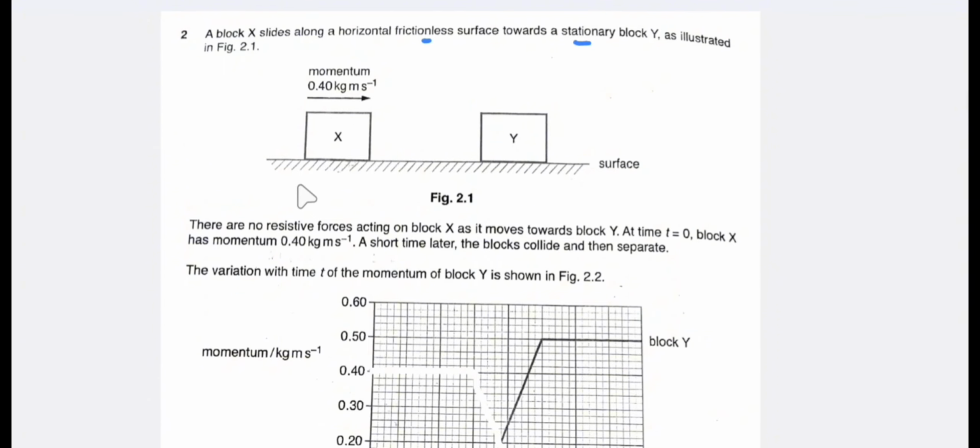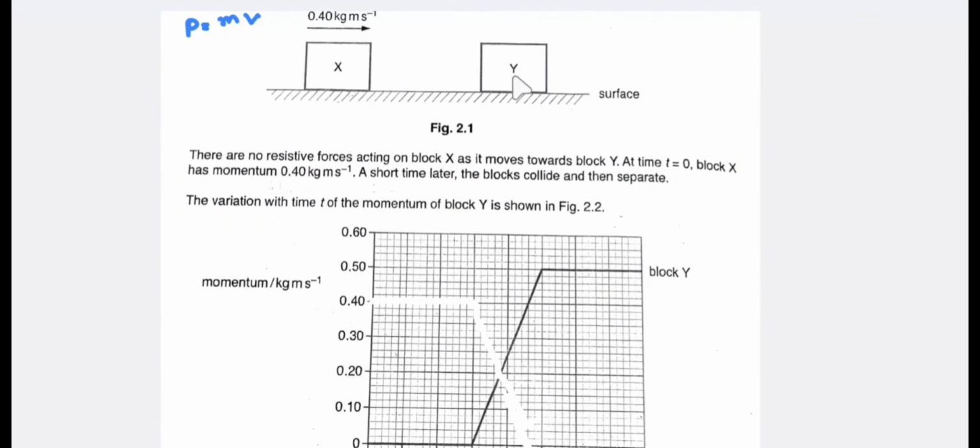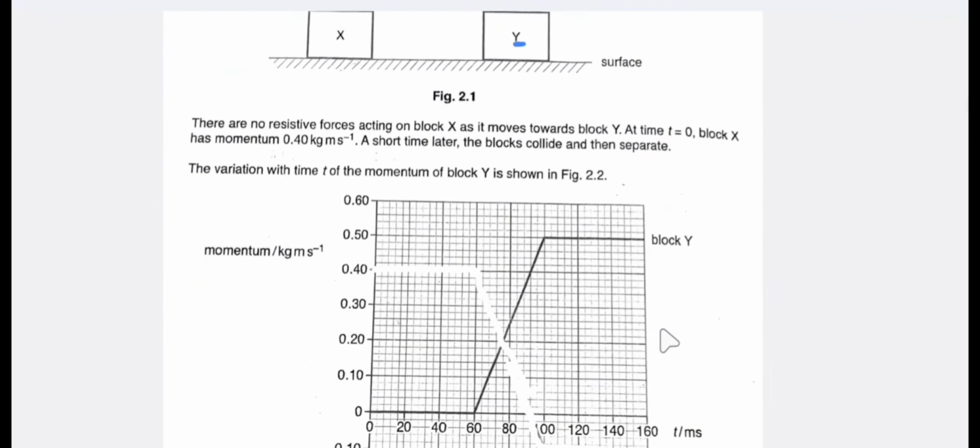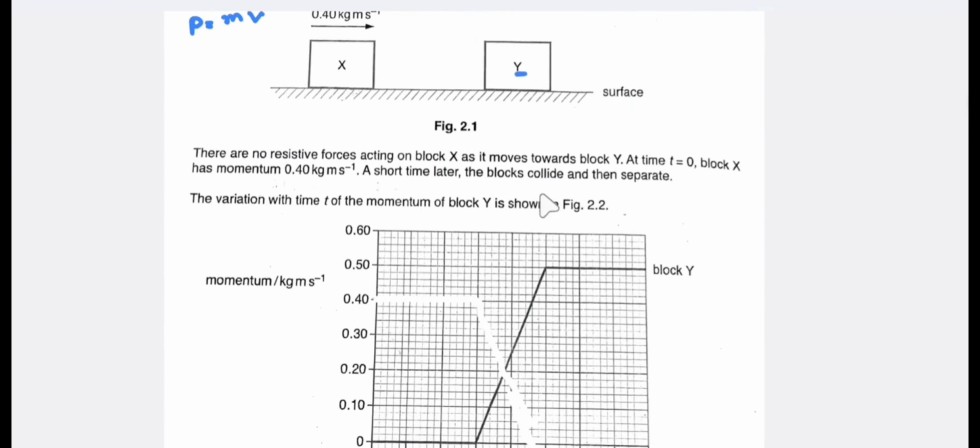So we have the value of momentum given for block X. And what is momentum? We know that momentum is equal to mass times velocity. A short time later, the blocks collide and then separate. The variation with time for the momentum of block Y is shown in figure 2.2. So for block Y, we have the momentum against time graph.